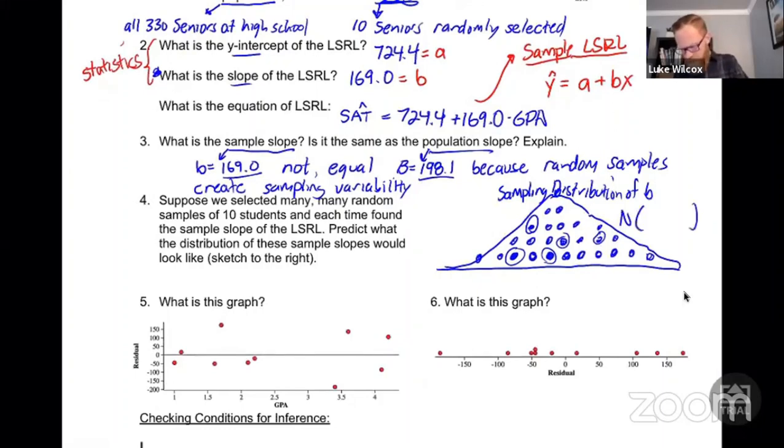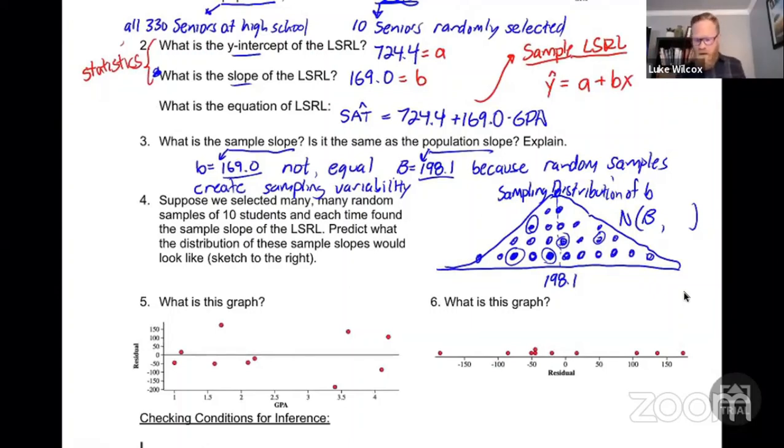Now let's think about the center and the variability of this distribution. The center of this distribution, I would hope, would be close to the truth. In this particular context, we actually know the true slope of the population LSRL. It's 198.1. So hopefully these random samples we're taking are going to be pretty close to that thing that we're trying to estimate here. Sometimes a little higher, sometimes a little bit lower. But in general, the mean of this sampling distribution should be the true slope of the population LSRL.